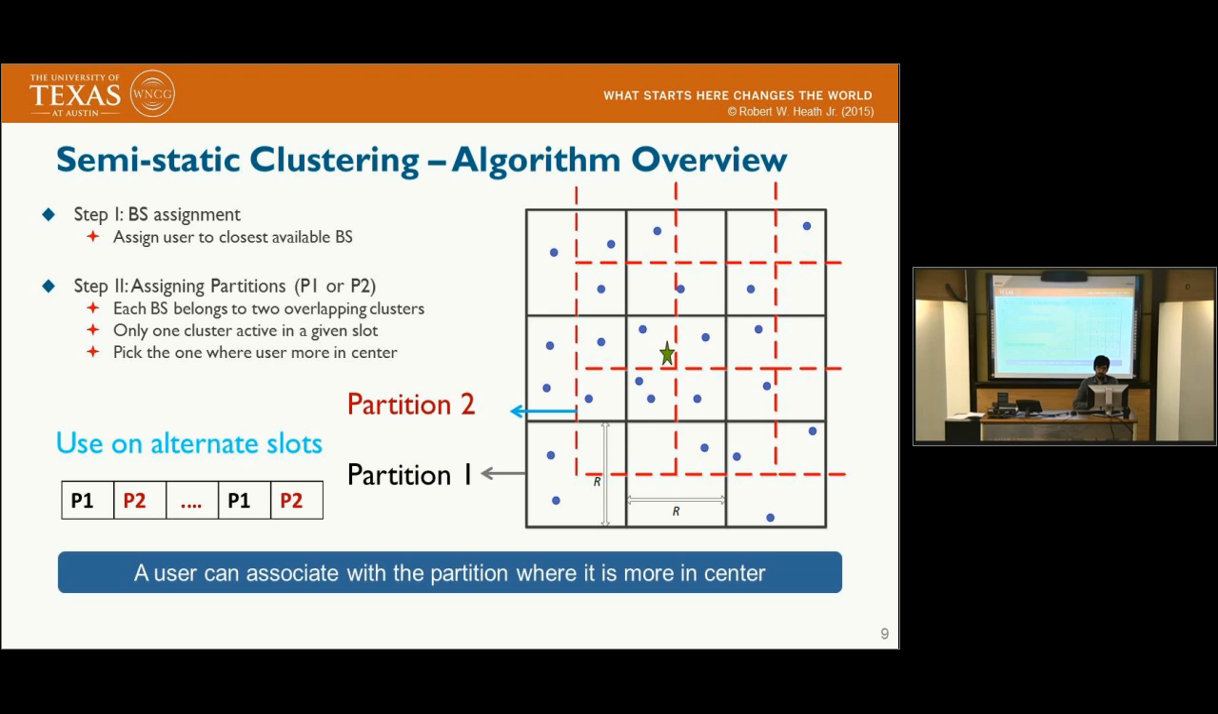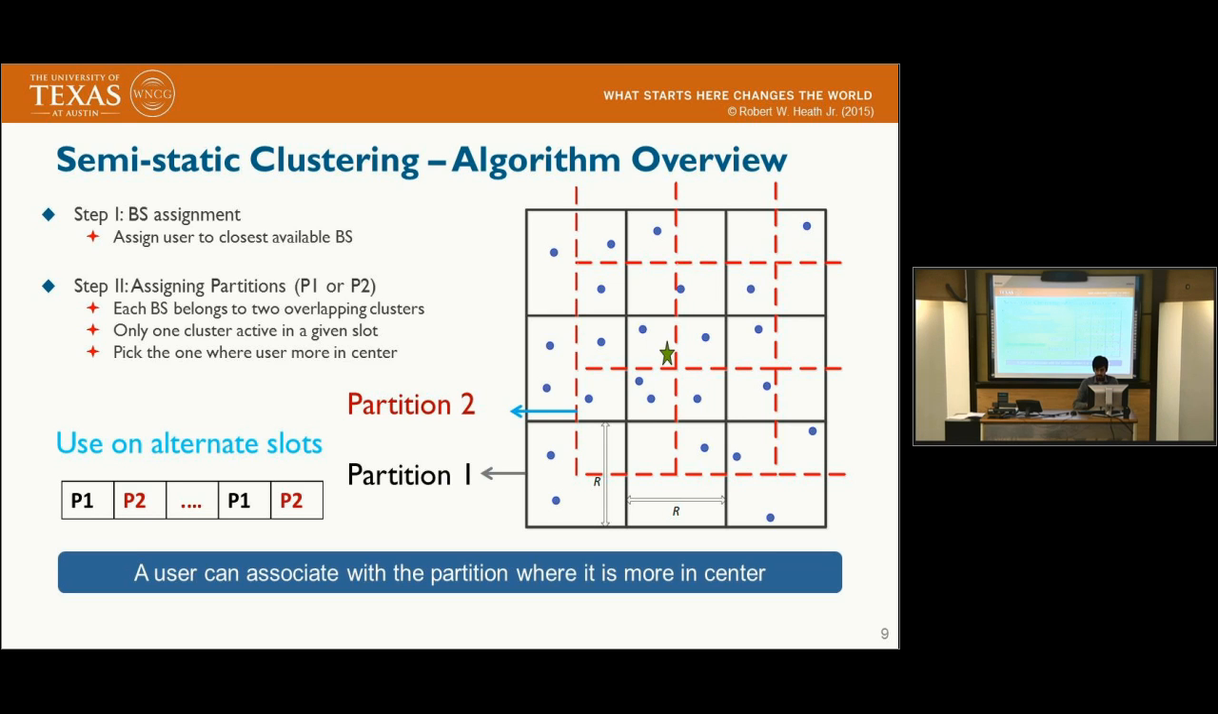Each base station belongs to two overlapping clusters, only one of which would be active in a given slot. So we will serve this green user when partition 1, P1, would be active. With this system and channel model, we used tools from stochastic geometry to characterize the outage performance at such a user when served with semi-static clustering.